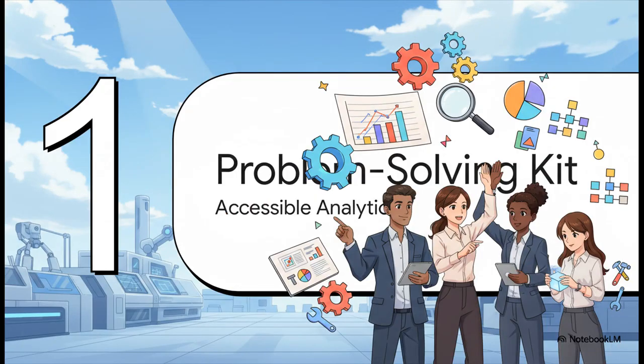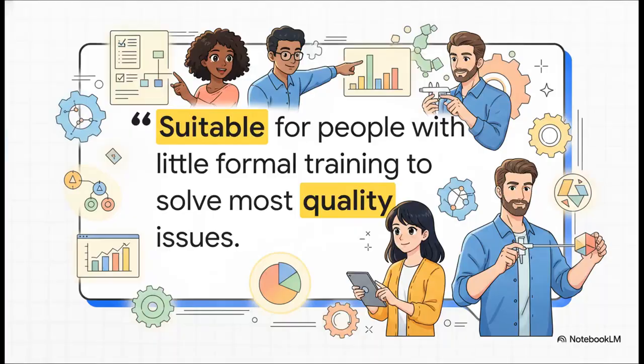All right, starting with Section 1, the problem-solving toolkit, or as I like to call it, accessible analytics. There's this massive misconception in quality control that you somehow need a PhD in advanced mathematics to fix real-world operational issues. Honestly, I absolutely love this quote from our source material because it just shatters that myth. It says, "They are called basic tools because they are suitable for people with little formal training in statistics and because they can be used to solve the vast majority of quality-related issues."